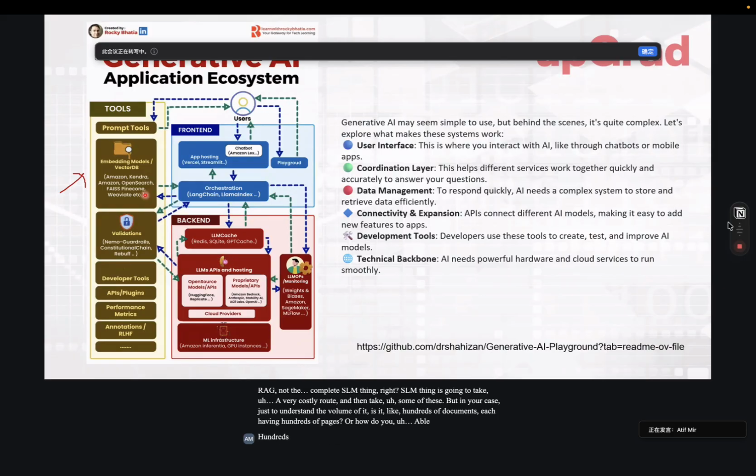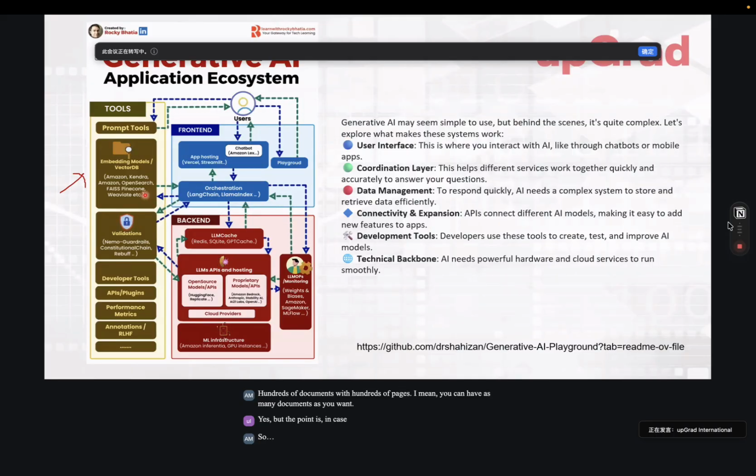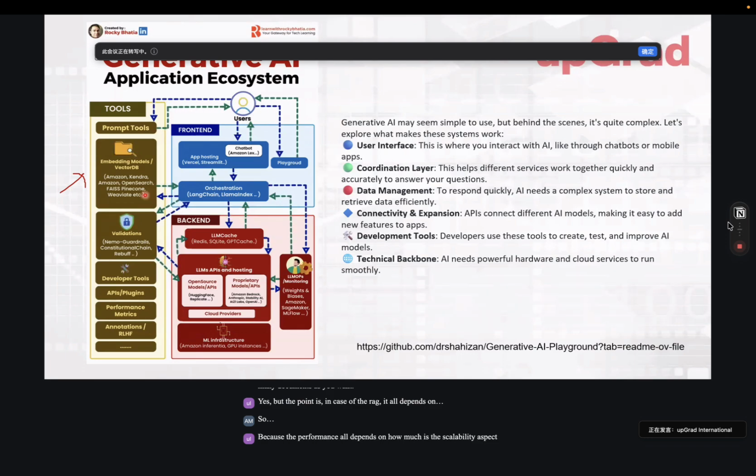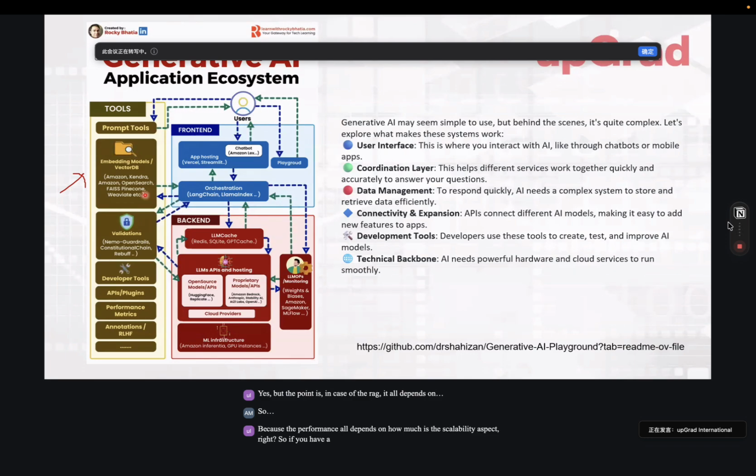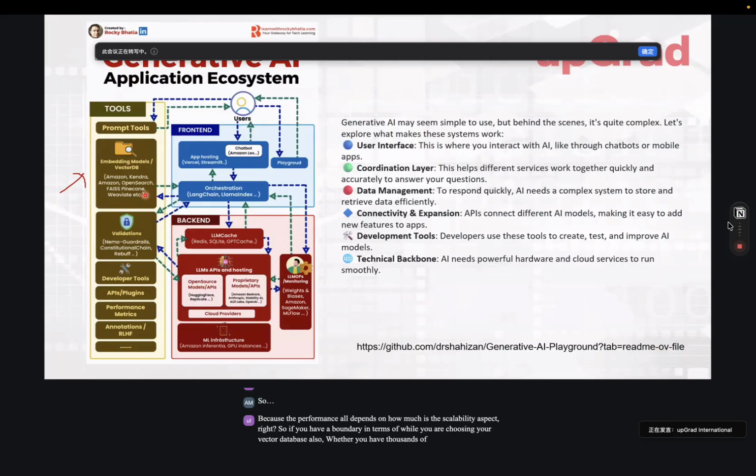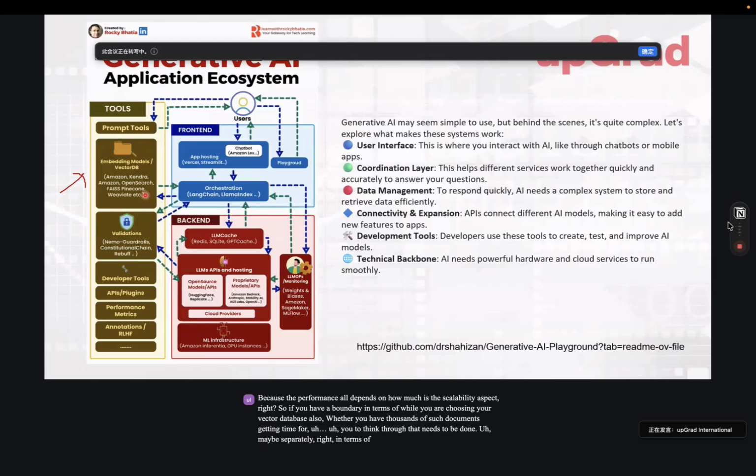Documents with hundreds of pages. I mean, you can have as many documents as you want. Yes, but the point is, in case of RAG, the performance all depends on the scalability aspect, right? So you have a boundary while choosing your vector database, whether you have thousands of such documents. That needs to be thought through separately, in terms of the estimation of how you are trying to do it.